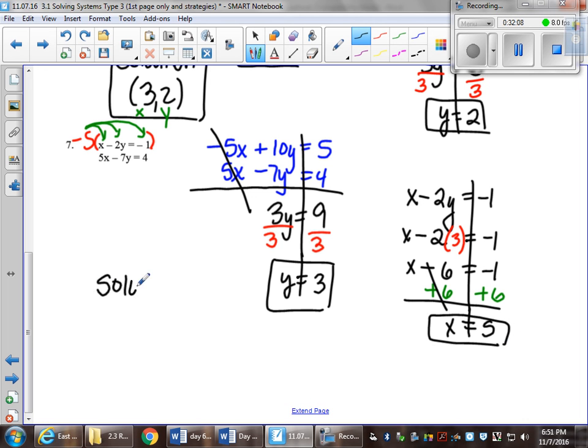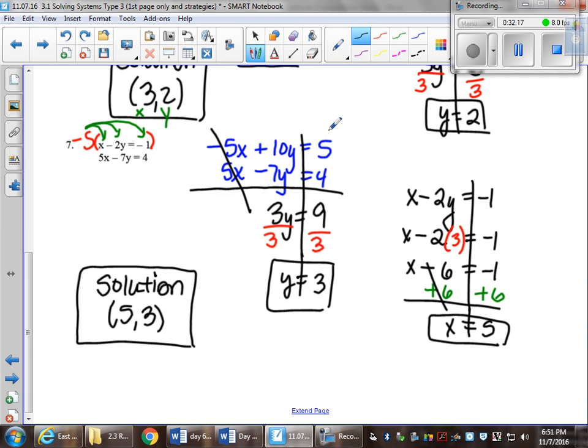So my solution is 5, 3. Again, we can run a quick mental check. Here's x, here's y. Looking at my original system, x is 5. So 5 minus 2 times y is 2 times 3 is 6. 5 minus 6 equals negative 1. Check.